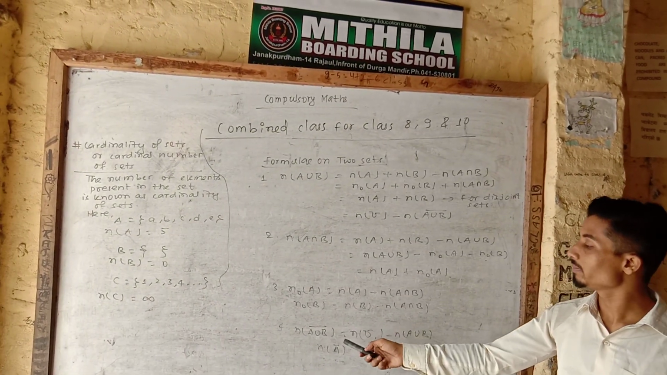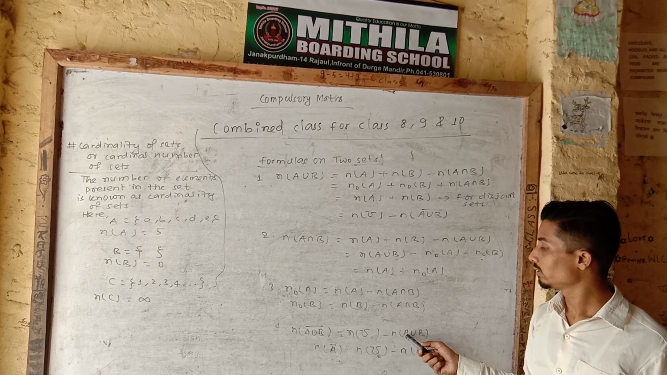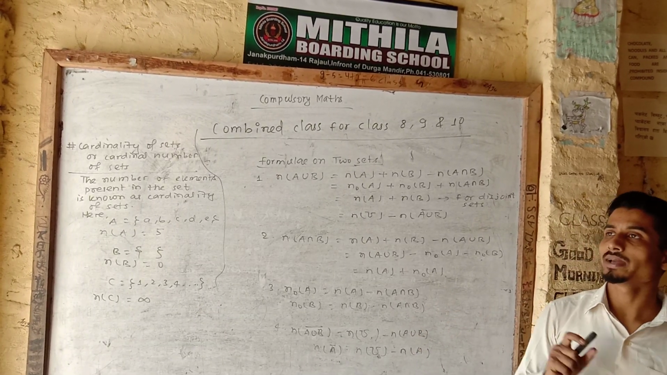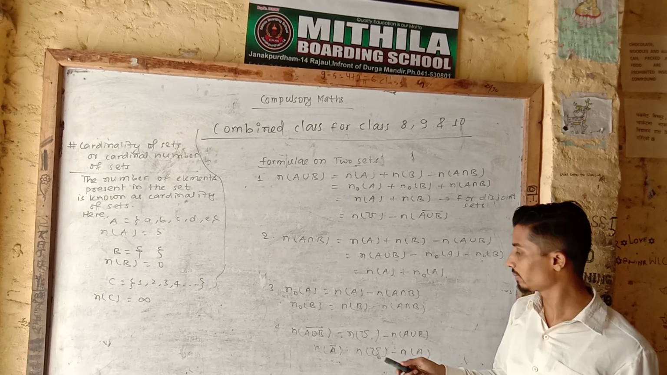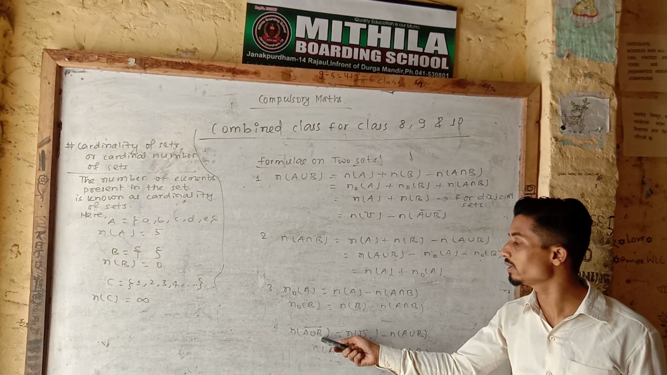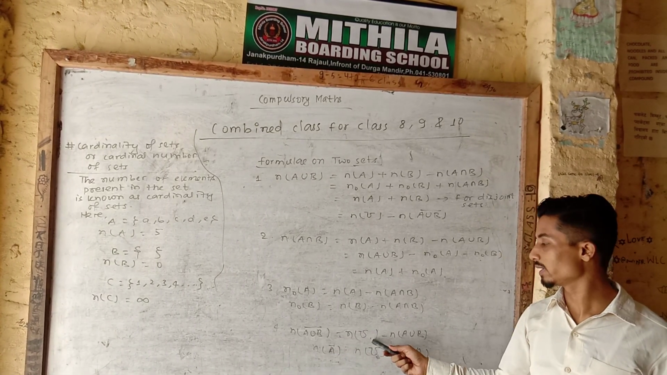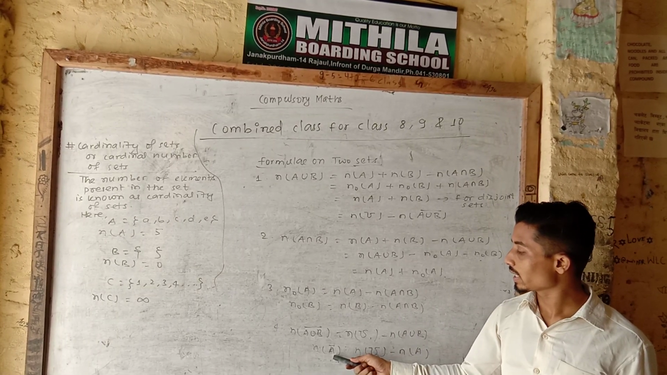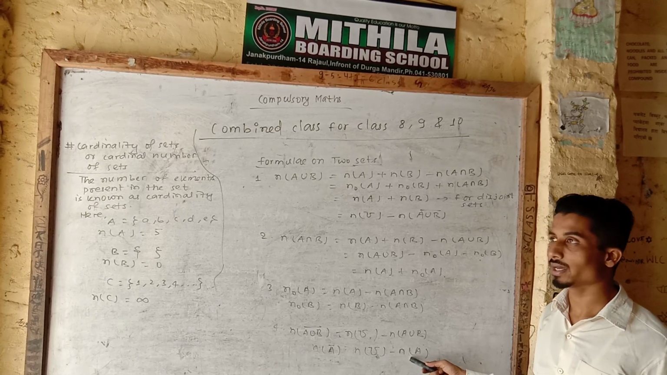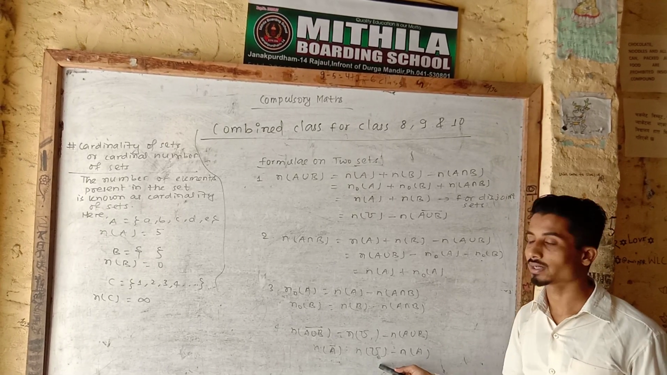Now to find the complement, we have to subtract. To find the complement of any given set, we have to subtract the particular set from the universal set. For example, N of (A union B) complement means N universal minus N(A union B). To find N(A complement), we have to subtract N(A), that is set A, from the universal set.